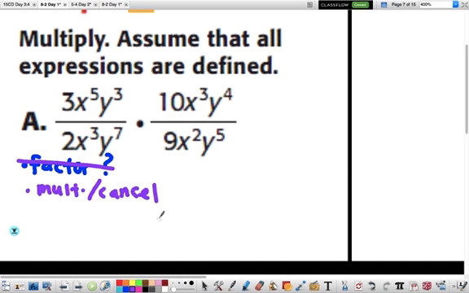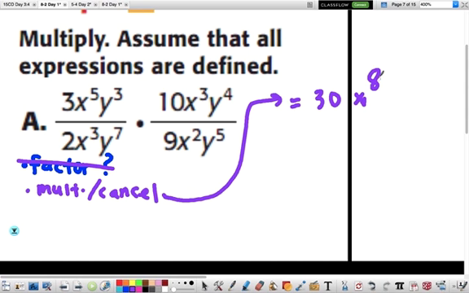Because for some of us we're going to need to multiply to see that things cancel. Well, 3 times 10 is 30. X to the 5th times x to the 3rd is x to the 8th. Y to the 3rd times y to the 4th is y to the 7th. 2 times 9 is 18. X cubed times x squared is x to the 5th. Y to the 7th times y to the 5th is y 12th.